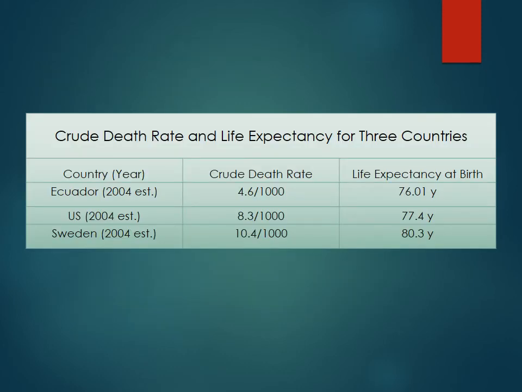So looking at the comparison between the three groups, and again, this is in 2004, so it's a little bit dated information, but you can see the crude death rate, how it's being compared here between the groups. And there's how the life expectancy is lowest in Ecuador, but the highest in Sweden, and thus they're going to be, just in general, dying more frequently.